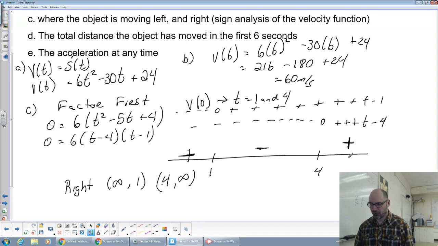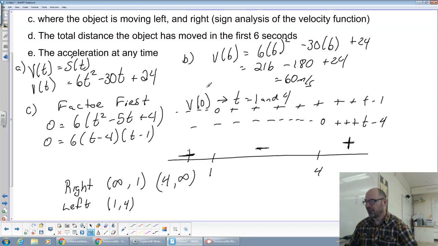That's going right, positive velocity. Left, backwards, it's from 1 to 4. And in here, at 1 and 4, it's going 0 because that's where the velocity is 0. It stops and changes direction.